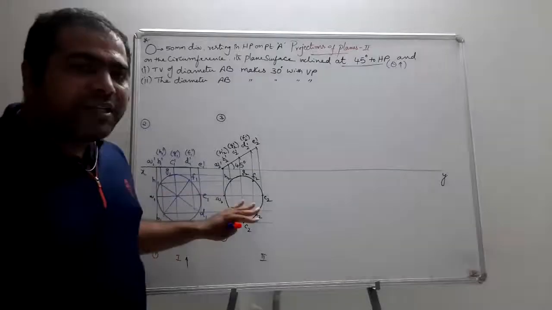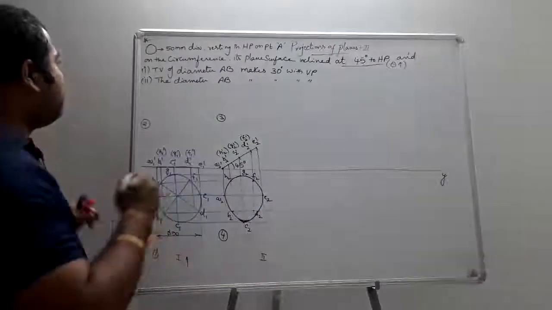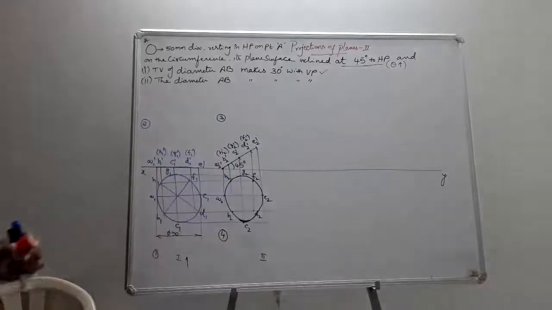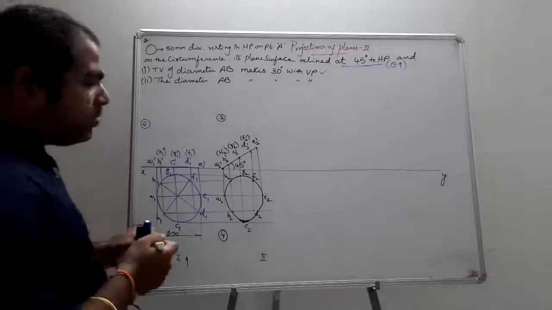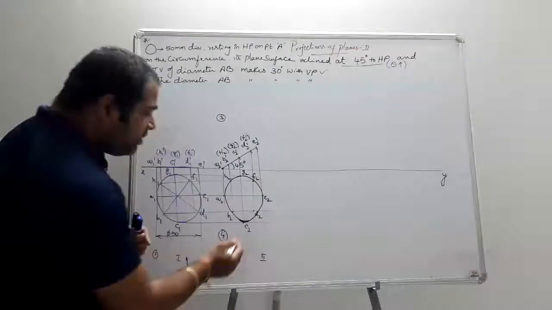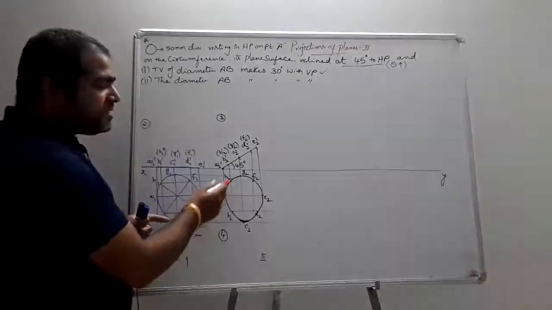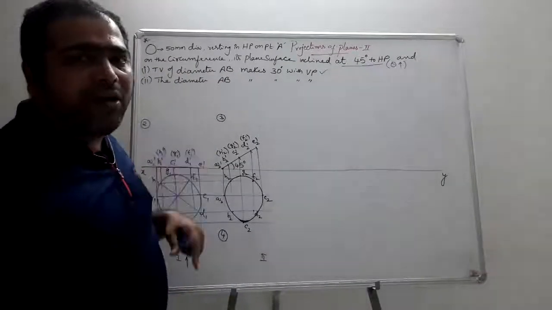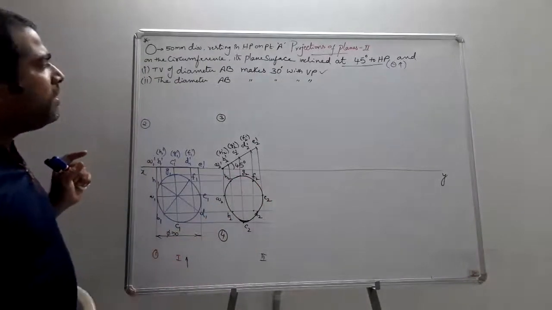After the surface inclination, we have to go for edge inclination. What is the condition? Let us see the first condition. The top view of the diameter AB is making an angle of 30 degrees with the VP. So what was the top view we already have? This was the top view. When the surface is inclined 45 degrees, we obtain the top view. So the first condition is the top view of the diameter AB makes an angle of 30 degrees with the HP.